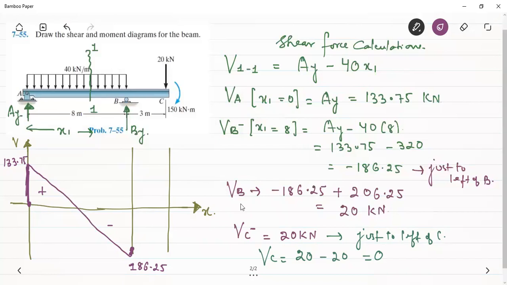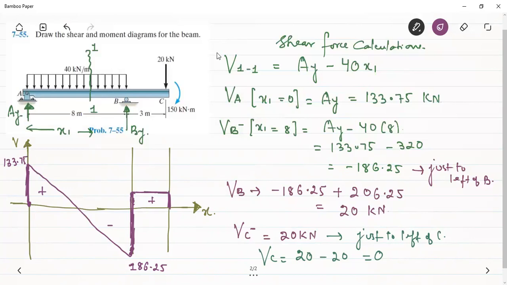So what will happen at B? The shear force at B will be equal to 20 Newton because there is a sudden change in shear force due to this reaction B. So at B, here there will be a sudden rise in the shear force on account of this point load, and it will remain constant up to C, and then it falls to 0. So this is the shear force diagram for this loading.